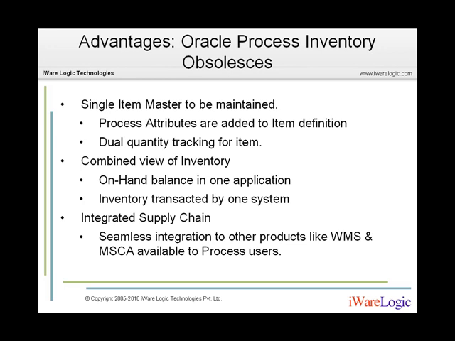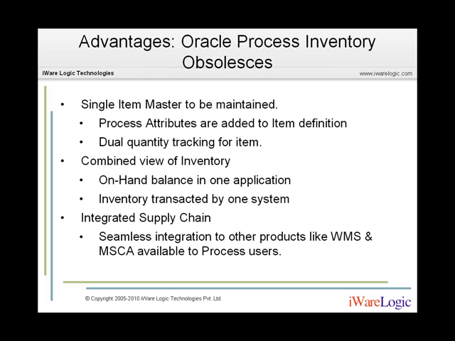So the on-hand balance in one application we can see altogether, no matter whether the item pertains to OPM inventory or discrete manufacturing. And the second one is inventory transacted by one system. This is very much clear. As we are maintaining one single item master, we transact items by only one single system, that is Oracle inventory. There is no separate OPM inventory and discrete manufacturing inventory.